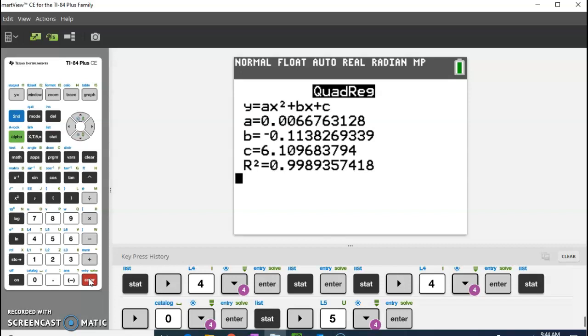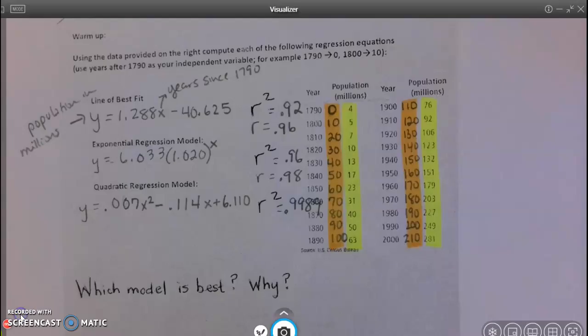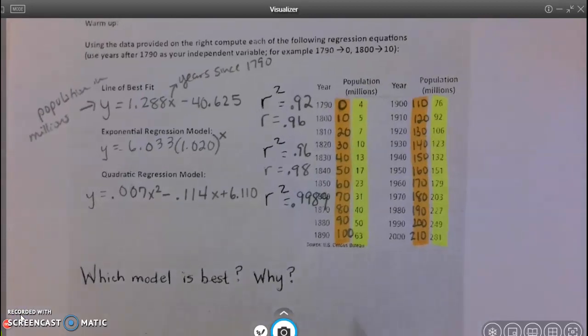And my R-squared value is wow, it's almost 1. I don't want to say it's 1 unless the R-squared value is actually 1. I never want to write that down. So I'm actually going to write down the fact that it's 0.9989. And let's go back to our paper. All right, and so I wrote my R-squared value down as 0.9989.